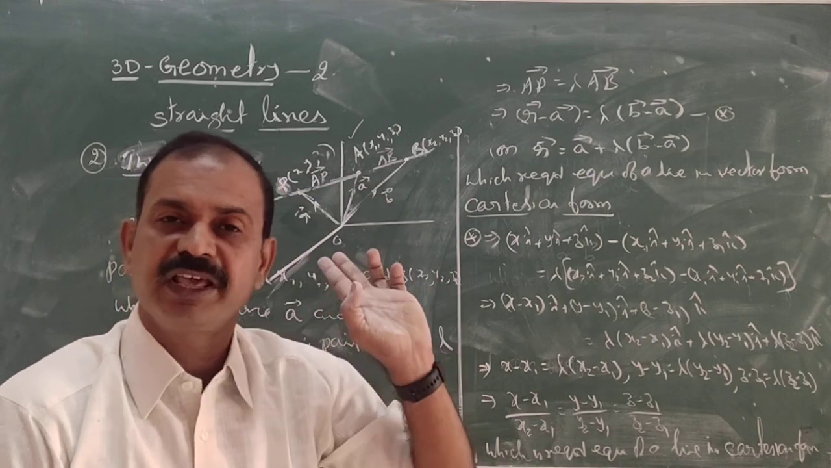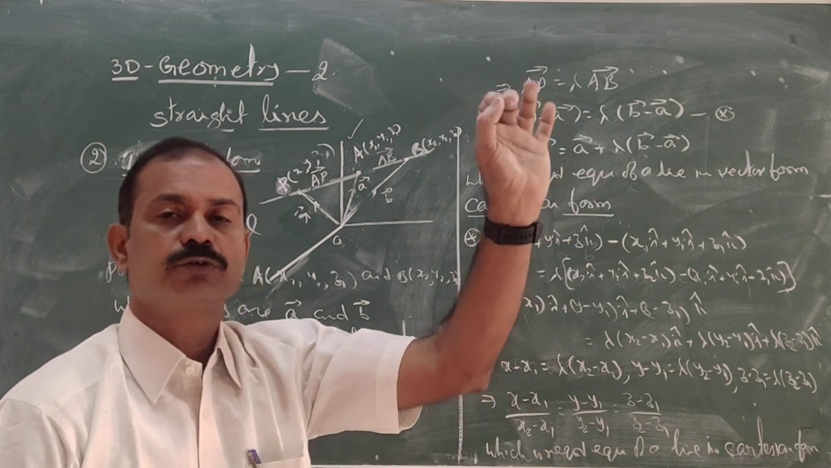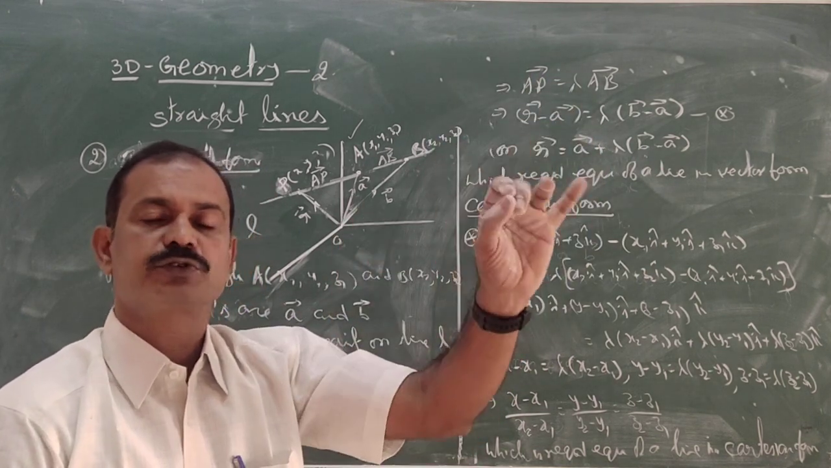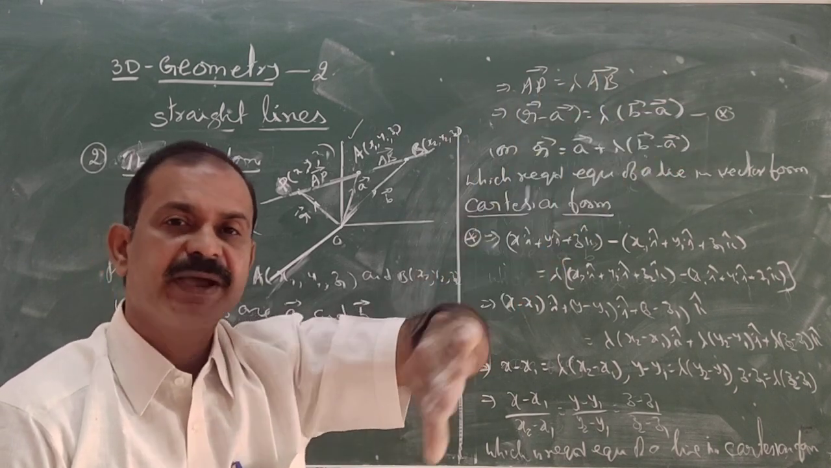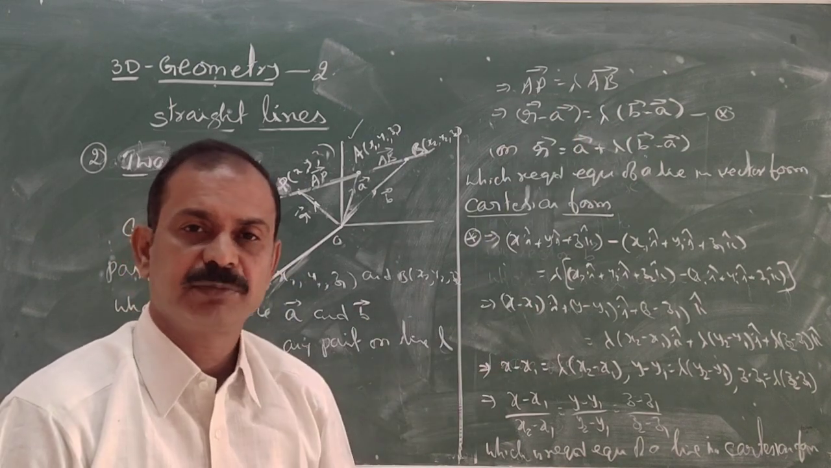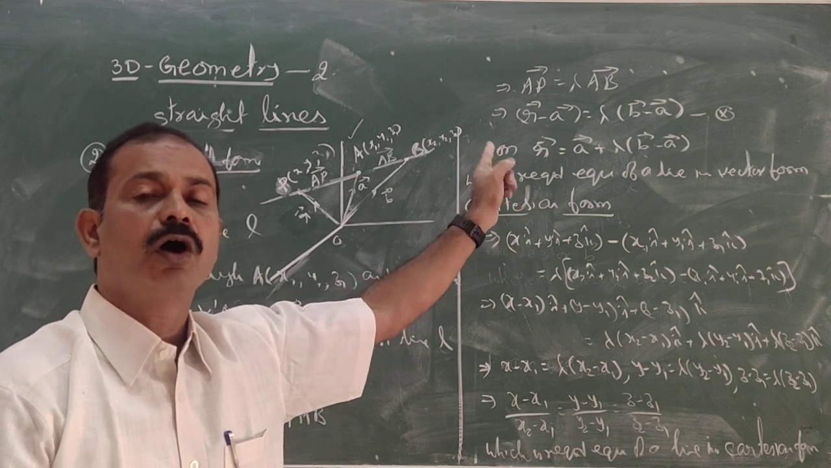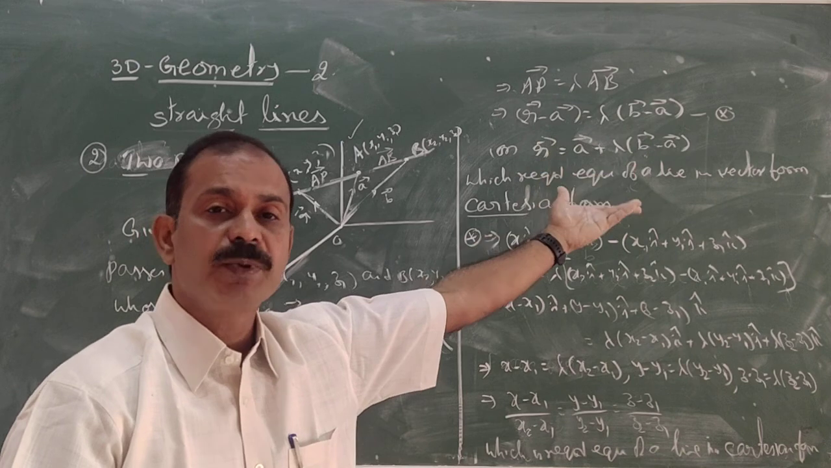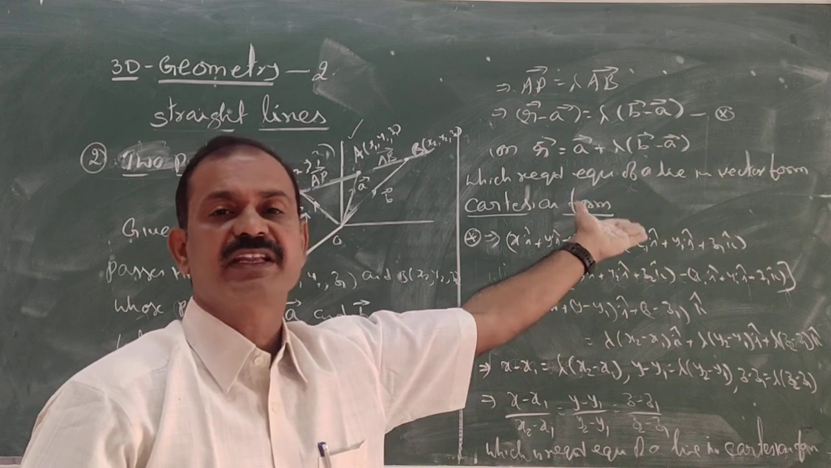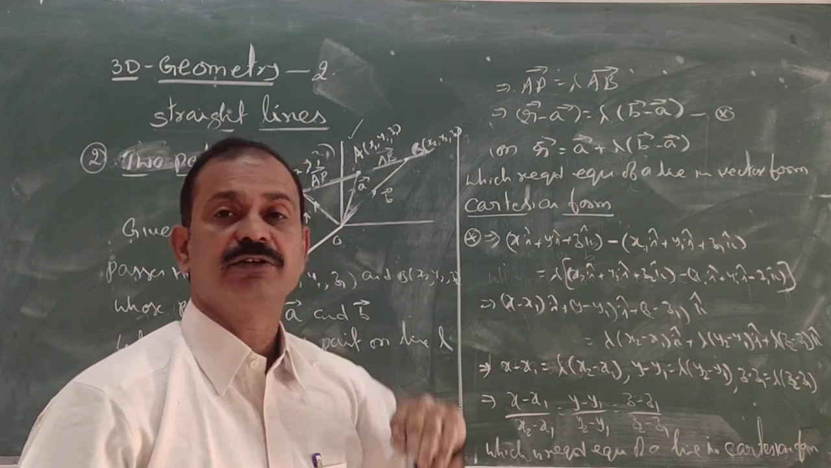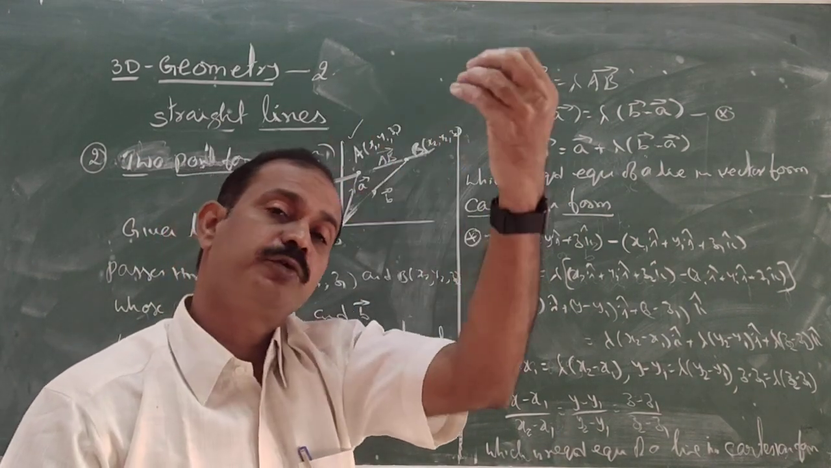We are having only two formulae in the straight line. One is passing through a point parallel to a vector, that is r is equal to a plus lambda b, or in the Cartesian form, x minus x1 by a is equal to y minus y1 by b is equal to z minus z1 by c. If two points are given, then in the vector form, r is equal to a plus lambda into b minus a, or in Cartesian form, x minus x1 by x2 minus x1, y minus y1 by y2 minus y1, z minus z1 by z2 minus z1. Either you can remember the concept or straight away you can remember the formula.